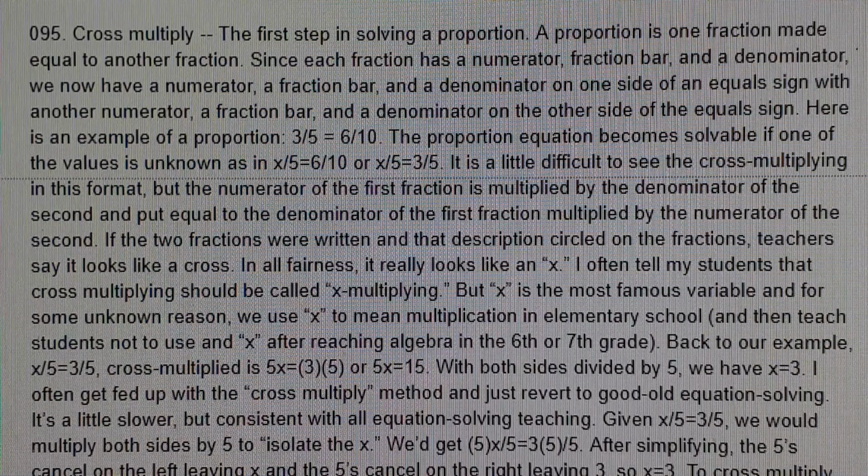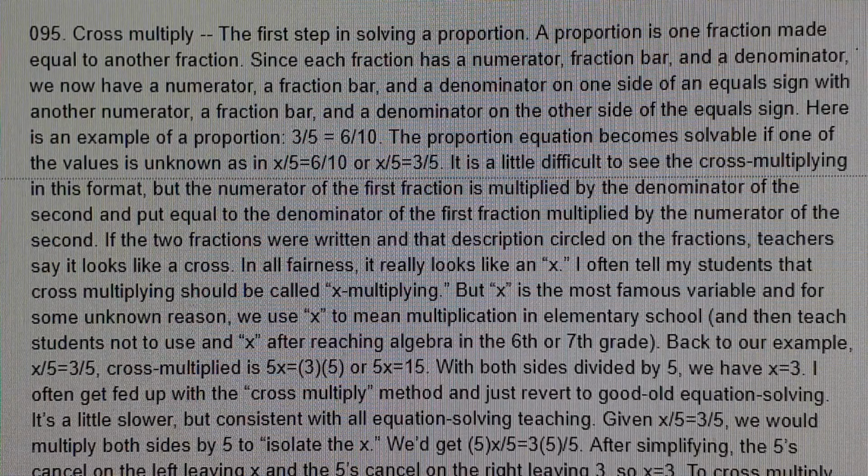Cross multiply, the first step in solving a proportion. A proportion is one fraction made equal to another fraction. Since each fraction has a numerator, fraction bar, and a denominator, we now have a numerator, a fraction bar, and a denominator on one side of an equal sign, and another numerator, fraction bar, and a denominator on the other side of the equal sign.